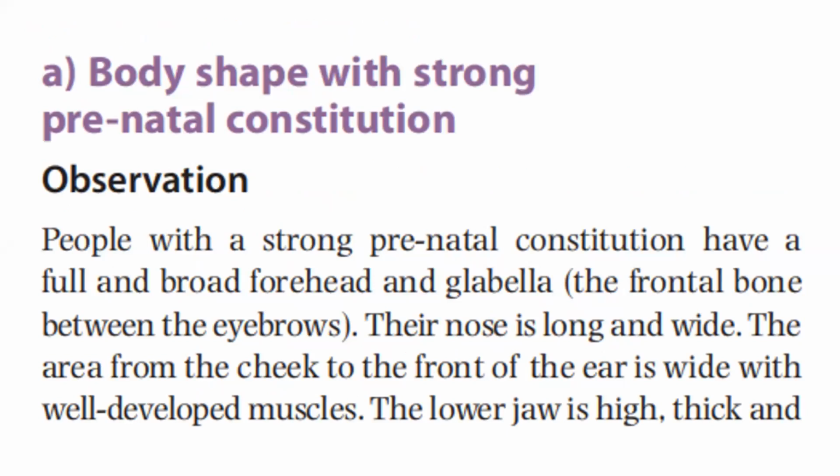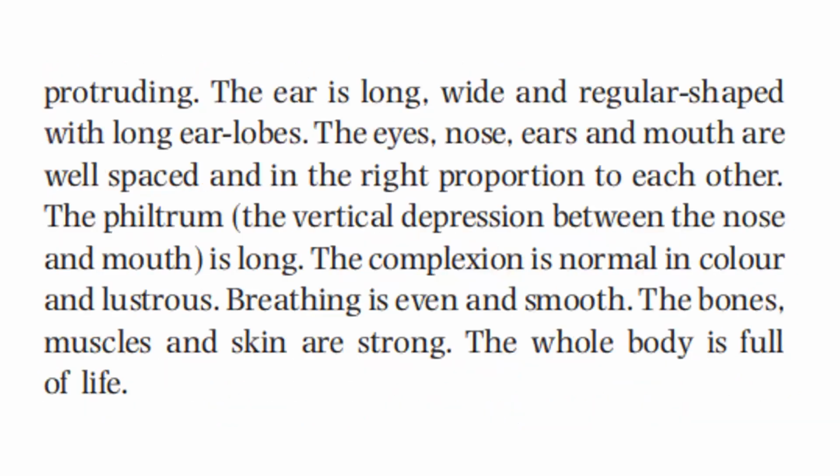First, we go to the body shape with strong prenatal constitution. People with a strong prenatal constitution have a full and broad forehead and glabella, the frontal bone between the eyebrows. Their nose is long and wide. The area from the cheek to the front of the ear is wide with well-developed muscles. The lower jaw is high, thick, and protruding.